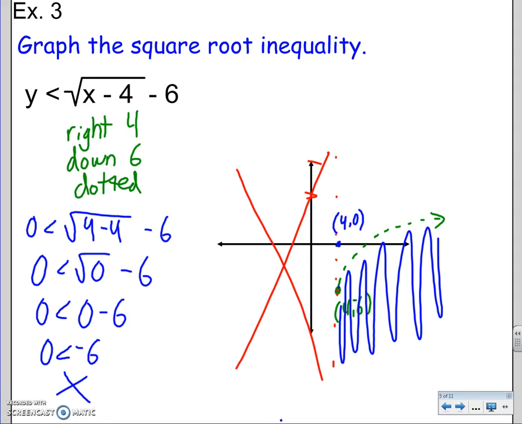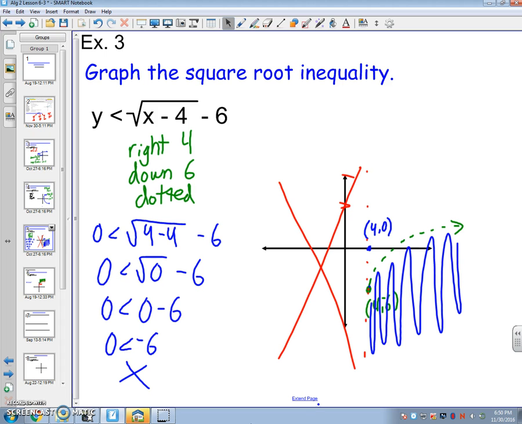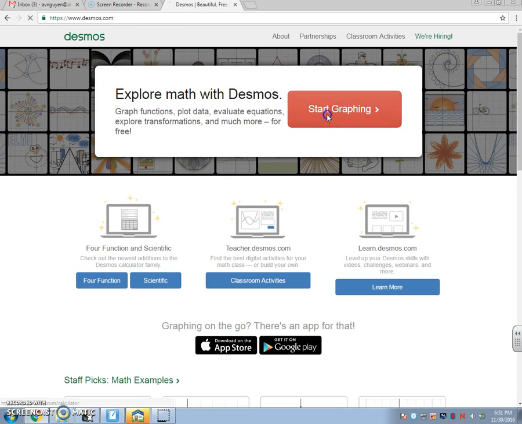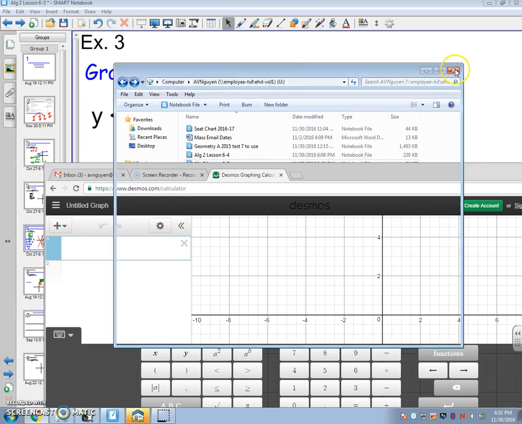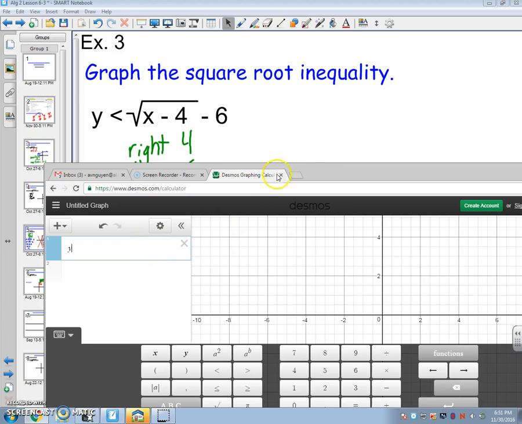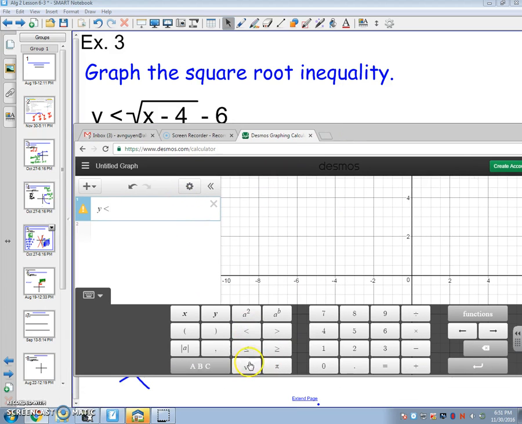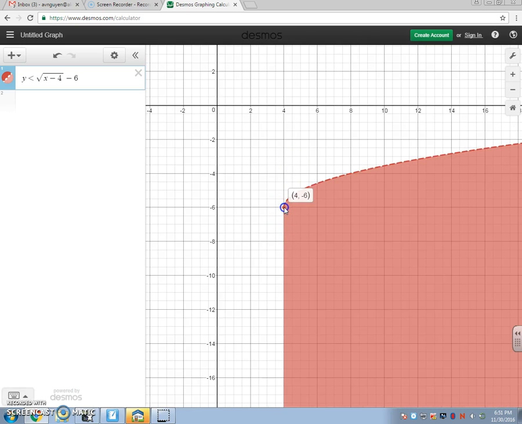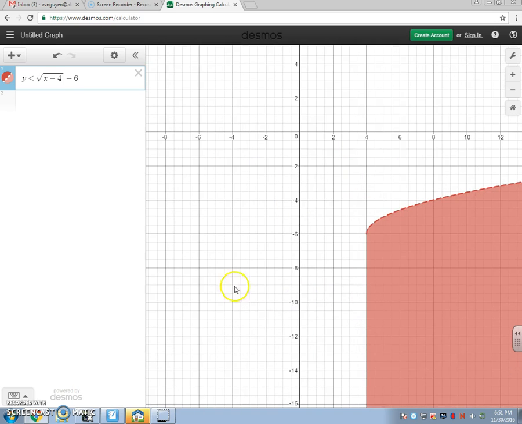Let me show you what that looks like on Desmos. Start graphing: y is less than the square root of (x minus 4), outside the square root, minus 6. If I look at this, it's just like I have it. The starting point is right here, 4, -6, and you shade underneath it, and it's dotted. See how they avoided the left side? You avoid this area.